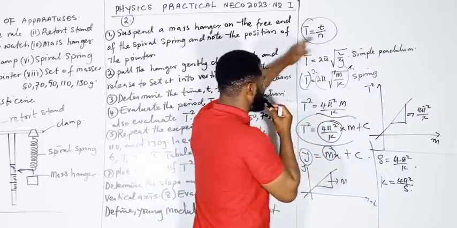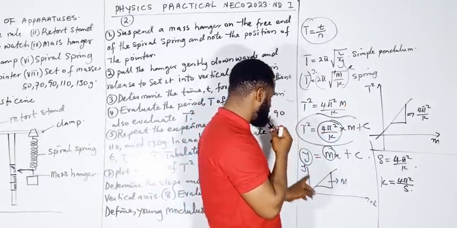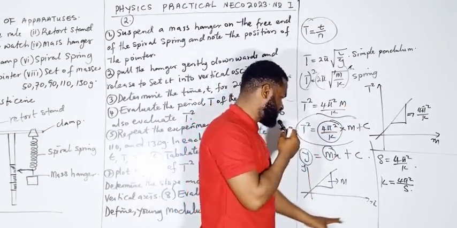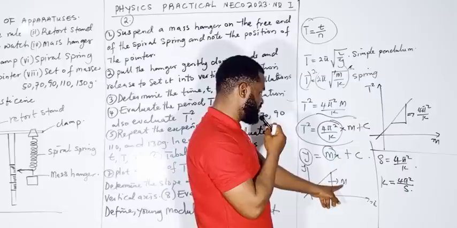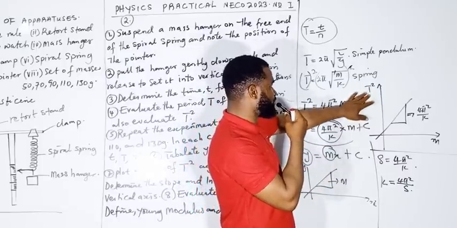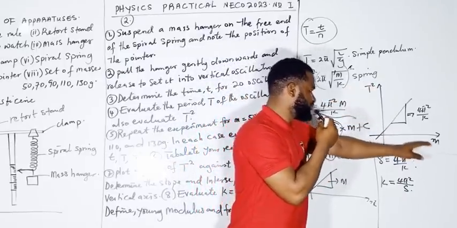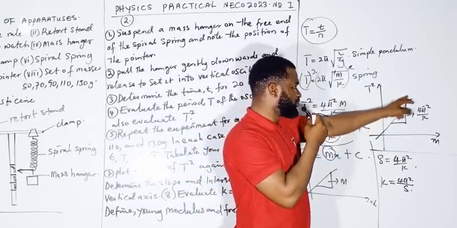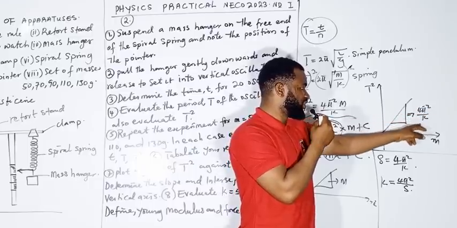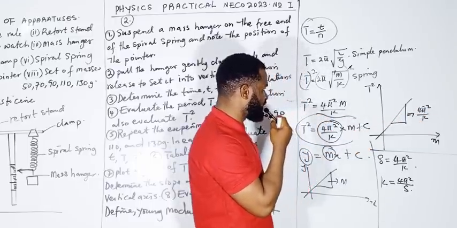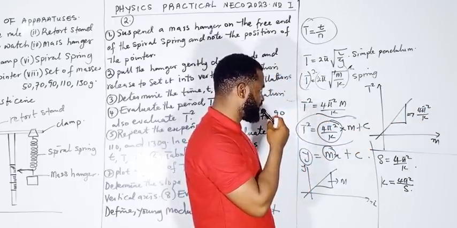I was explaining this. So if you plot a graph of y against x, you have the slope is m. If you also plot a graph of t square against m, you have a slope of 4 pi square over k. So this is what I was trying to explain. Okay, let's start the experiment.